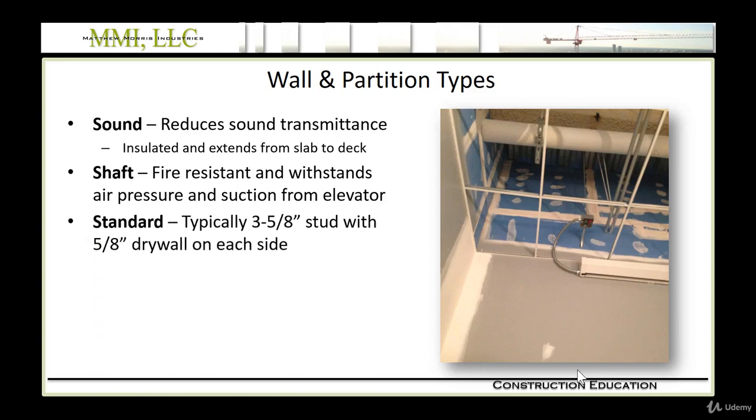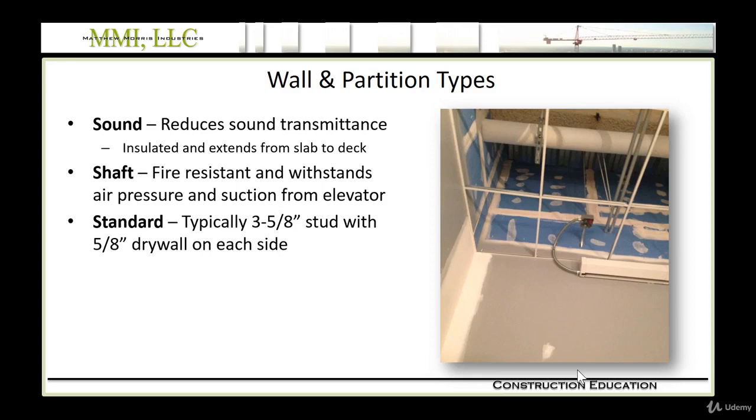And lastly, we just have our standard partition. And our standard partition might make up a good majority of the building, and this is typically a 3 5/8 inch stud with 5/8 inch drywall on each side, and this is common for commercial construction.